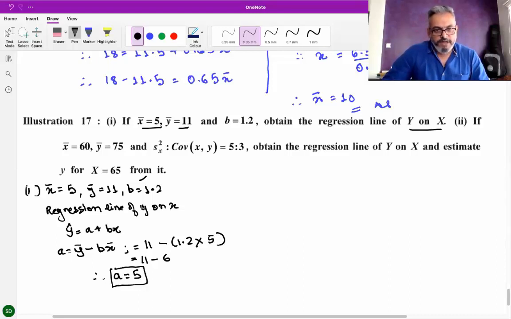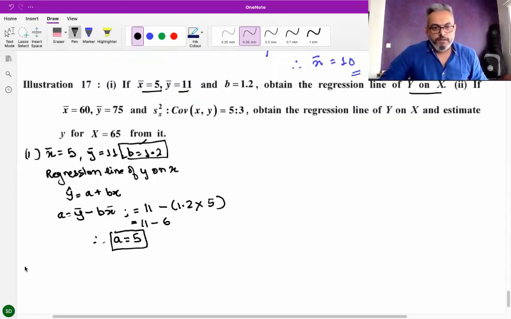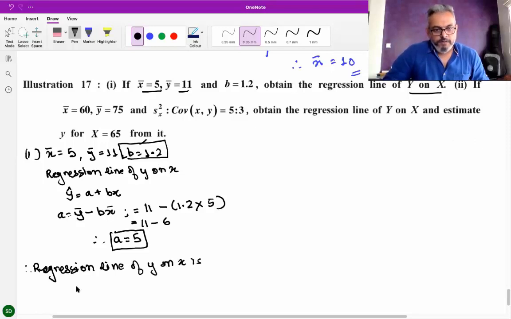Now we have a, we have b. So we make the equation. Therefore, regression line of y on x is y cap is equal to 5 plus 1.2x.